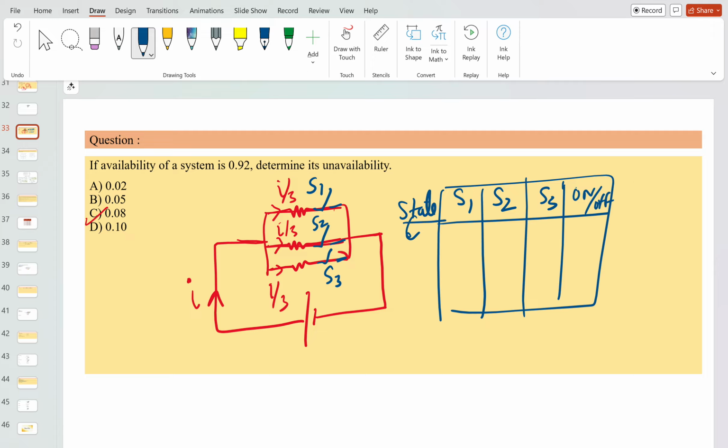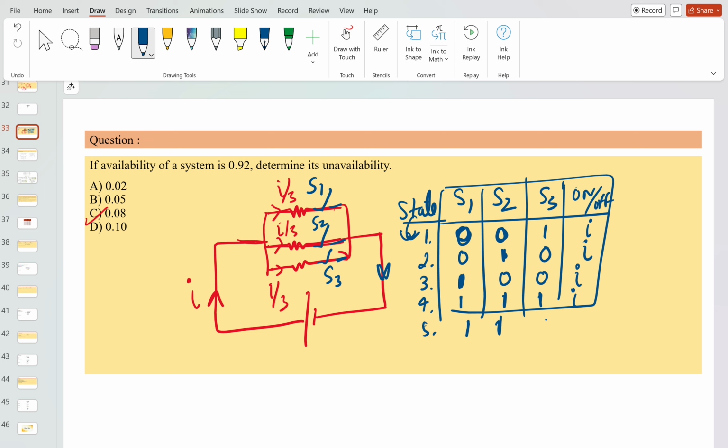Okay, here. Suppose switch 1 is off and switch 2 is off, or suppose switch 1 is on. So current will flow, no? Current will flow. Suppose the state is such that this was on. Okay, then also current will flow. And suppose this state is there, then also current will flow. Or you can say when all are on, then also current will flow.